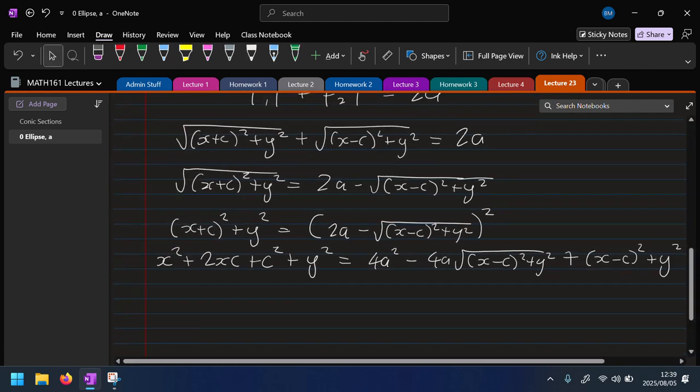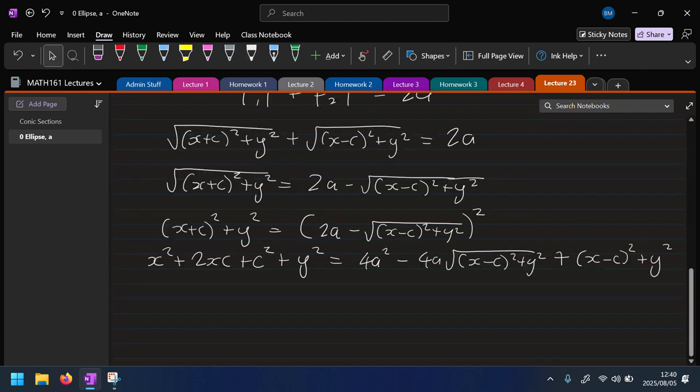Okay, so we end up with this. Now some stuff cancels. Look on the left side and the right side. We got y squared there, y squared on the other side, so that can go. Okay. Then some more stuff can go, because we've got x minus c all squared on the right there. If we expand that out, that will cancel with some stuff on this left-hand side.